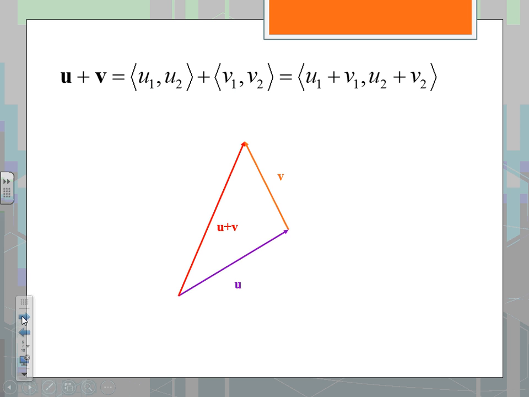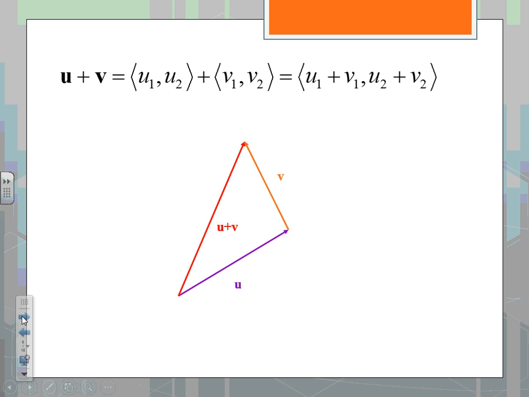So if we take vector U, if we're going to add vector V, we would put the initial point where the terminal point is for U, and then we could connect the two. Okay? So visually, that is what we are doing when we are adding two vectors.